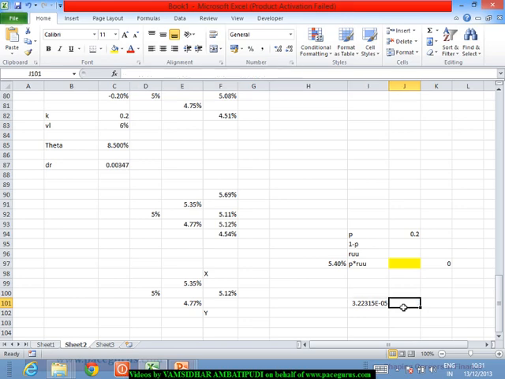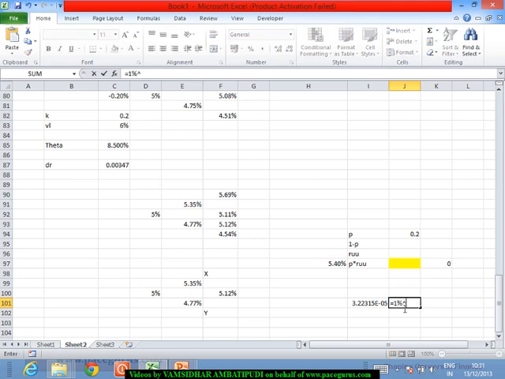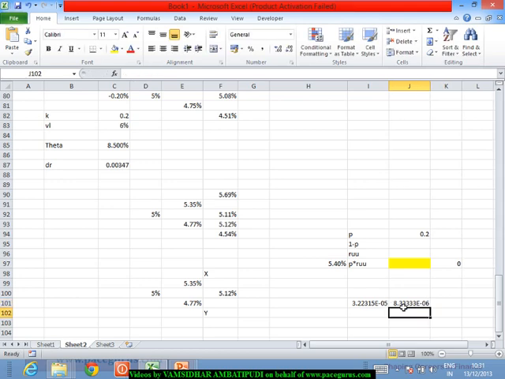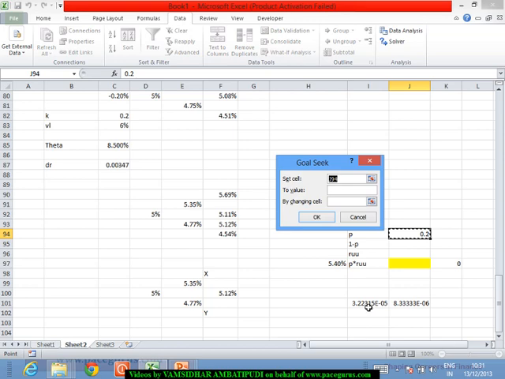And this should be equivalent to 1% square by 12. 1% square, which is the variance, divided by 12. So this should be equivalent to this. So what I can do, I can equate the value of this equal to this by changing this value. Probably a tool like GoalSeek in Excel can really help me out to accomplish this. I'll say this value, let it be equivalent to 0.0000833. This is 8.33 into 10 to the power of minus 6, and change the value of P here.